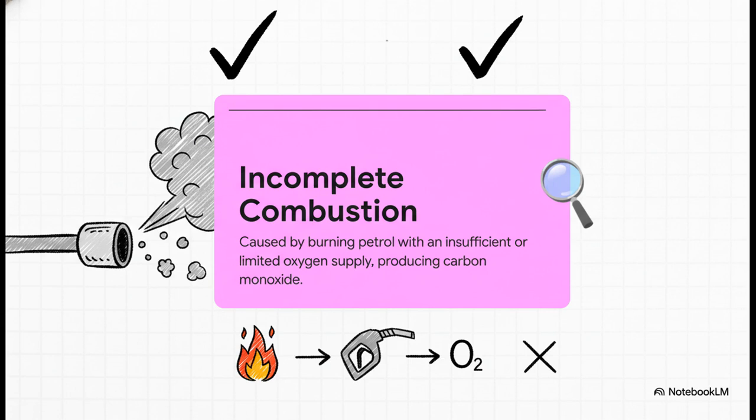And this is the golden ticket. This is exactly what the mark scheme is looking for. You see, just saying there isn't enough oxygen won't cut it. To get both marks, you've got to hit 2 points. First mark, use the proper scientific term, incomplete combustion. Second mark, explain what that means, an insufficient or limited supply of oxygen. It's all about being precise.